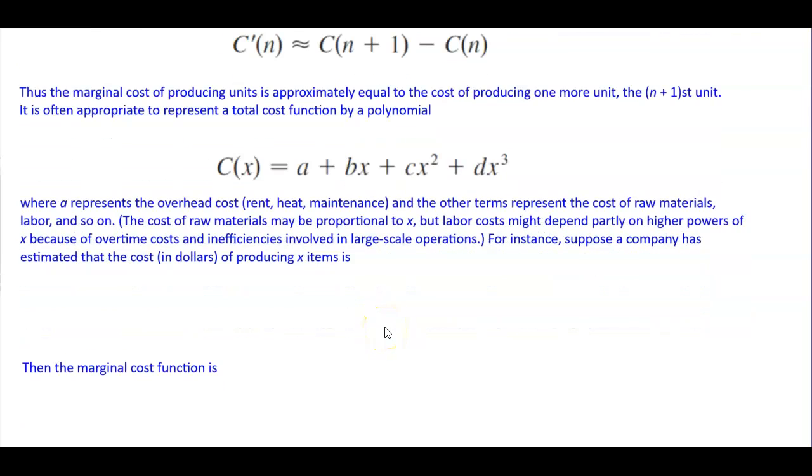So for instance, suppose a company has estimated that the cost in dollars of producing X items is the following function. So we have C of X, and we're going to set that equal to 10,000 plus 5x plus 0.01x squared.